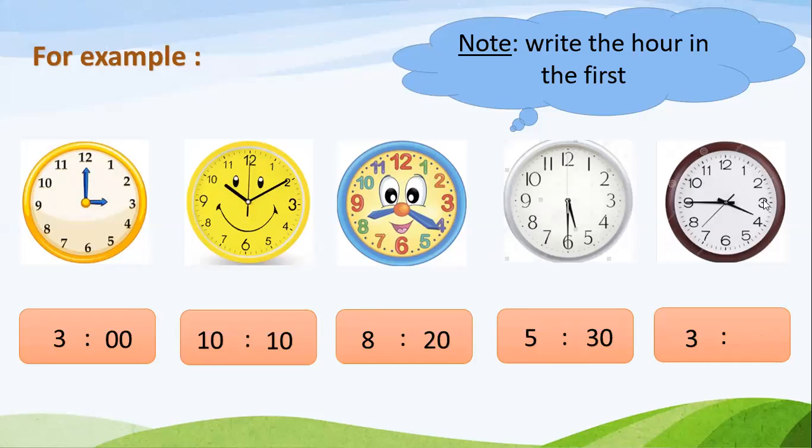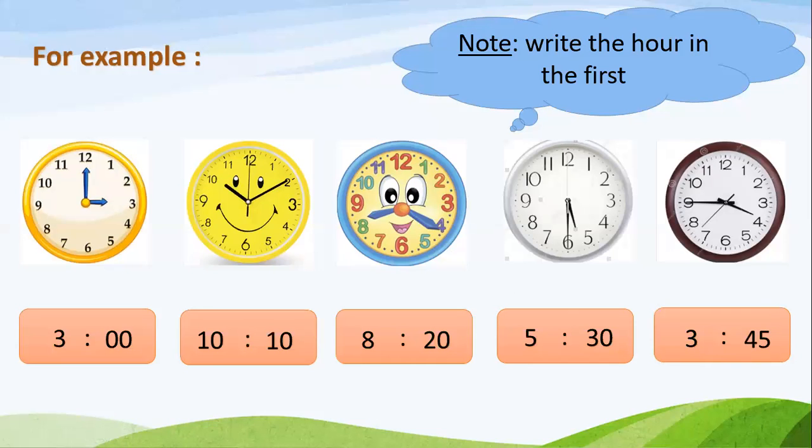5, 10, 15, 20, 25, 30, 35, 40, 45. So if it points to 9, we will write 45. It will be 3:45.